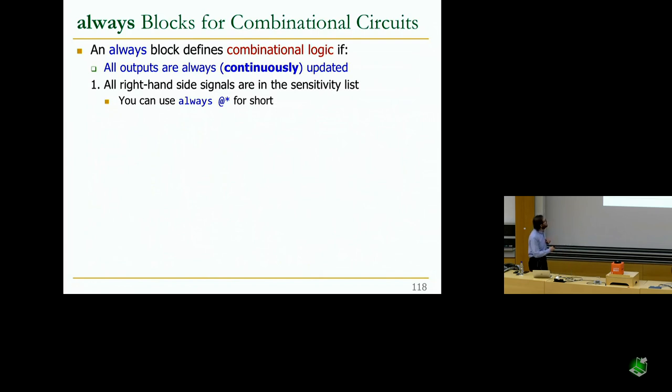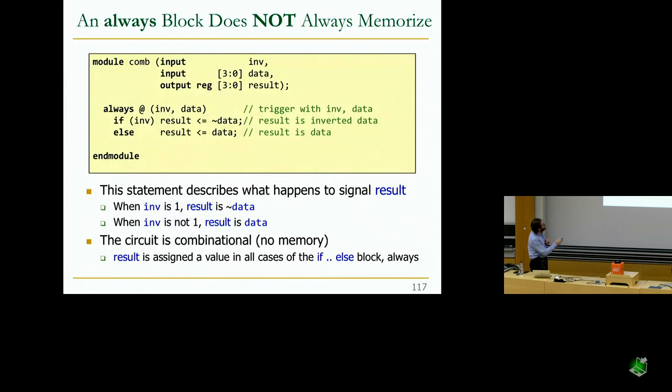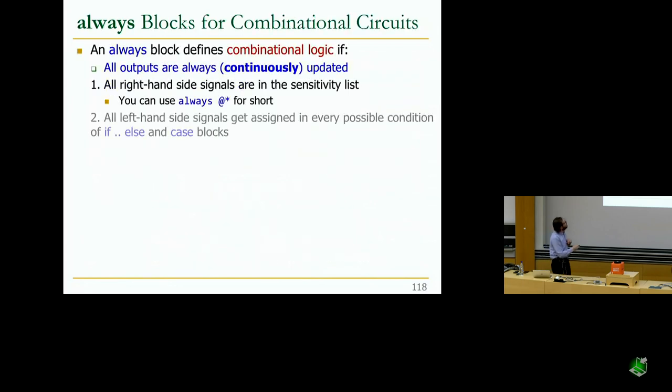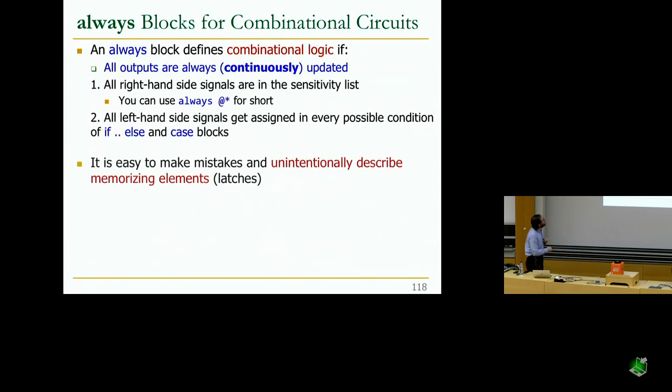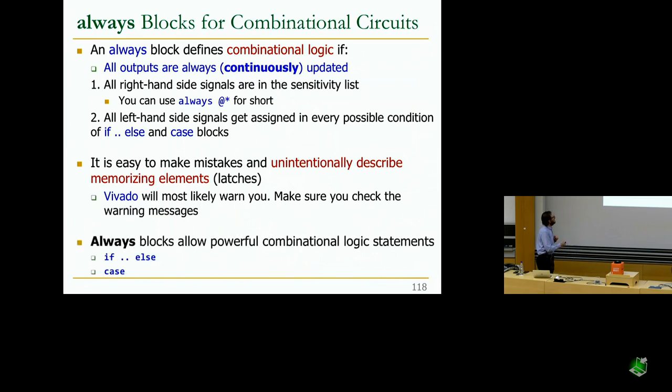And we'll see why this is useful. And all left-hand signals get assigned in every possible condition of if and else and case blocks. We will see case blocks over here. But basically, all left-hand signals are always assigned over here. Basically, all outputs are always assigned and all inputs are in the sensitivity list. Okay, so it's easy to make mistakes, unintentionally describe latches or memorizing elements, and you may get a warning, but you may not always get a warning. It's better to be aware of this. Okay, we'll see these powerful combinational logic statements.